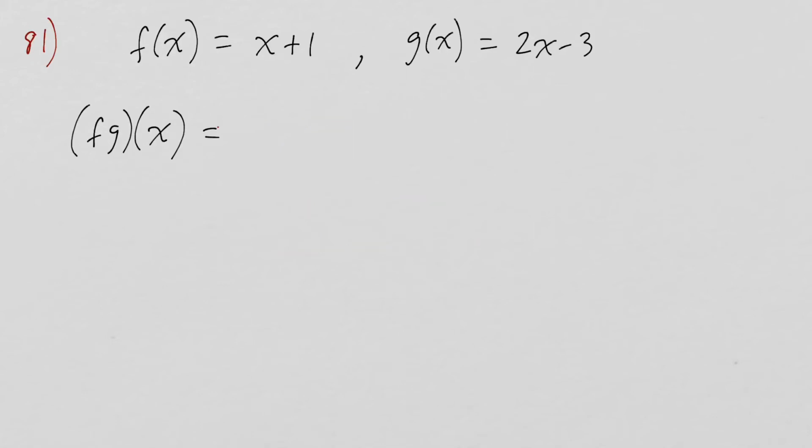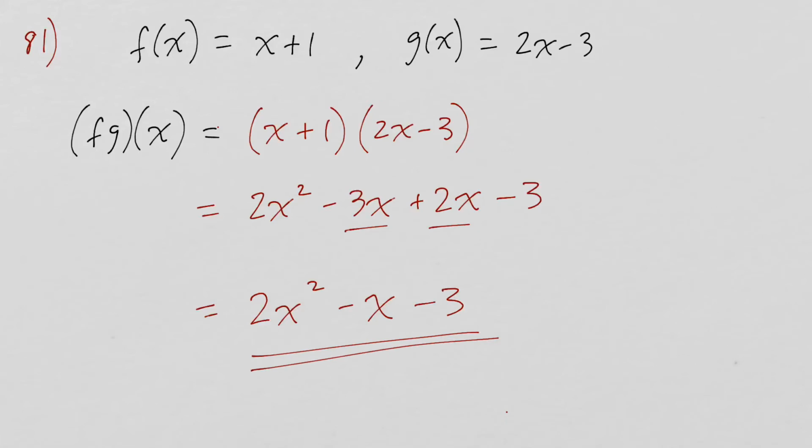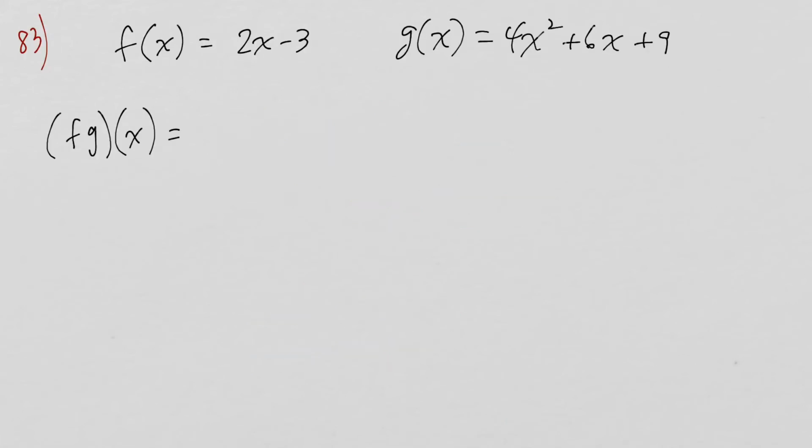All right, again, we have two functions. We're multiplying them, so this is simply going to be the product of these two functions. And we can FOIL. Our first is 2x squared. Our outer is negative 3x. Our inner is a positive 2x. And our last is negative 3. These are like terms, and they combine, so we get negative 1x minus 3. And that's it. Okay, the product of these two functions will be like this.